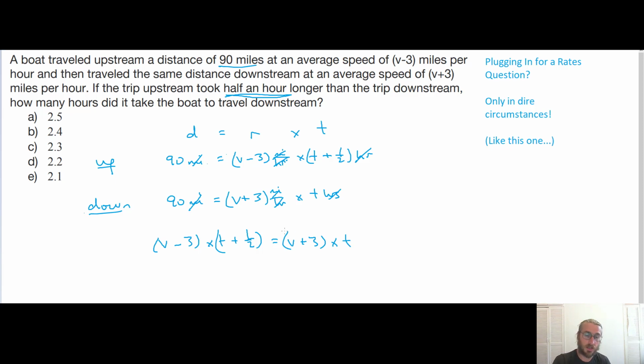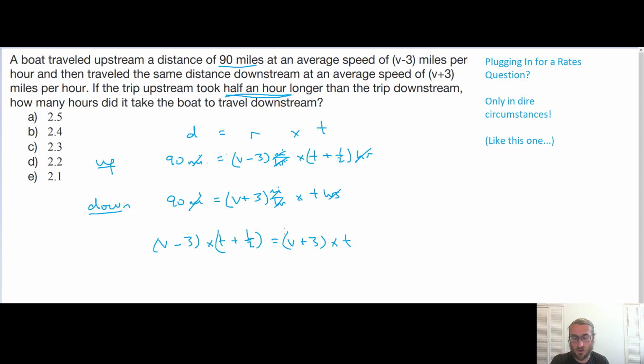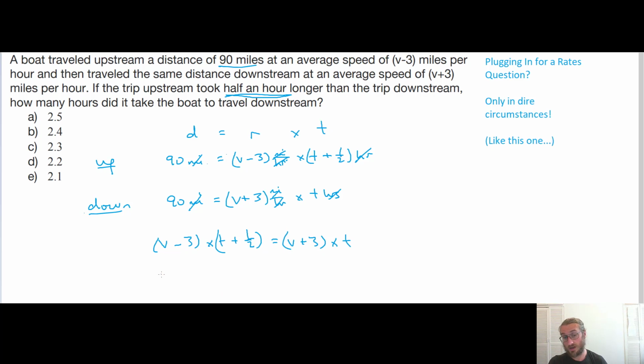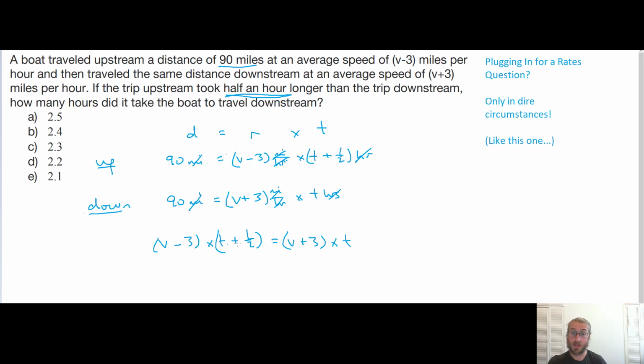If you look at this, this is going to give us something that is going to be incredibly difficult to work with. vt plus 1/2 v minus 3t minus 3 over 2 equals vt plus 3t, etc., etc. What you're going to end up with, basically, is one equation here, and you've still got two unknowns. What you're going to have to do is get v in terms of t, basically, or something like that, and then plug that back into one of these equations in order to solve.